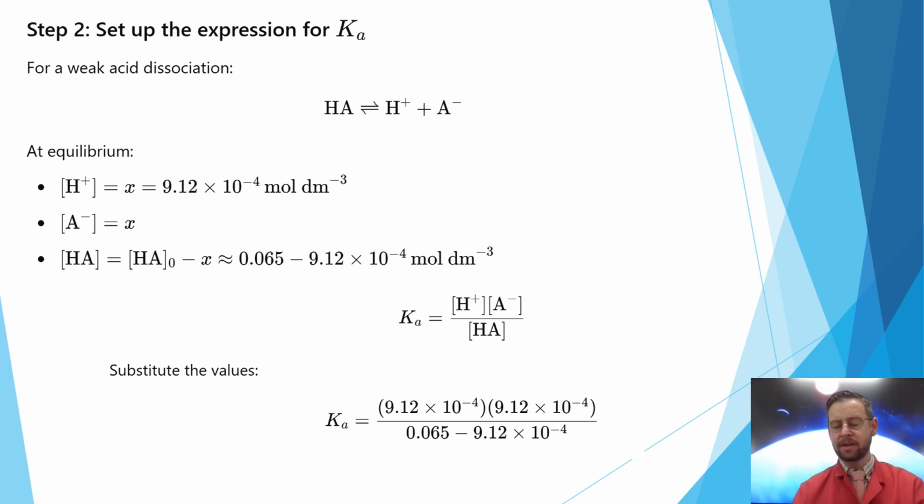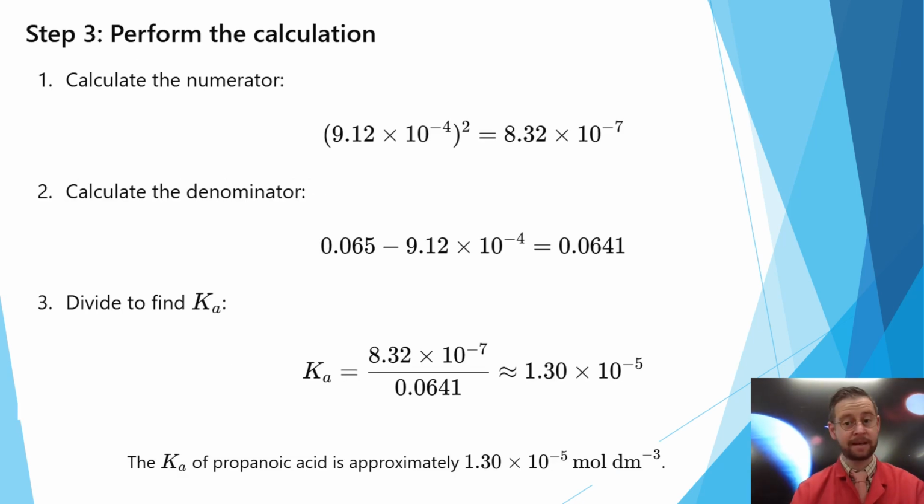But actually, the concentration of the H plus, the 9.12 times 10 to the minus 4, is so small compared to the concentration of the acid to start with. If you didn't do that step, you would still come out with the same answer to 2 decimal places. So you can pick and choose whether or not you want to do that in this particular example. So here, we're simply calculating what the numerator and the denominator are in this fraction, and this gives us the value of the acid dissociation constant. It comes out as 1.3 times 10 to the minus 5. And that's the answer. Remember the unit, this is moles per decimeter cubed.